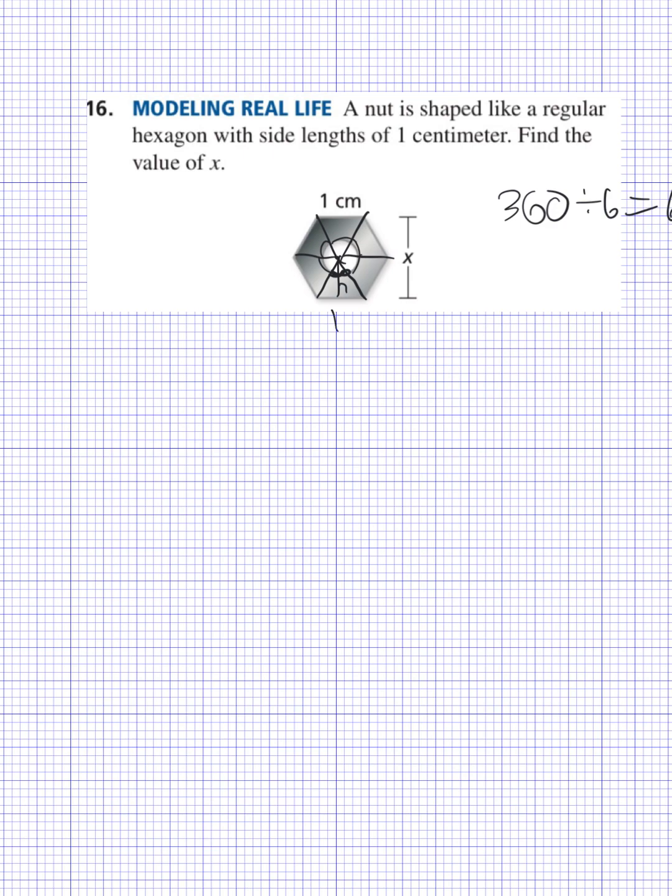So I'm going to blow this bottom one up here. So you have this big triangle here. This is 60. We're going to drop the altitude down, which splits this into 30 degrees. And each of these are 60 as well. So this triangle right here is a 30, 60, 90. And since this whole thing is 1 centimeter, this will be 1/2 of a centimeter.